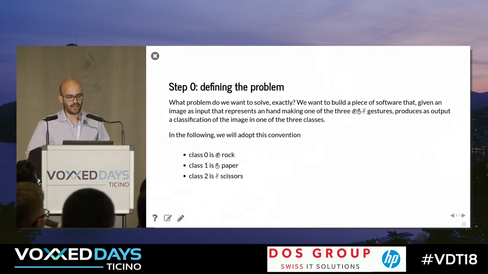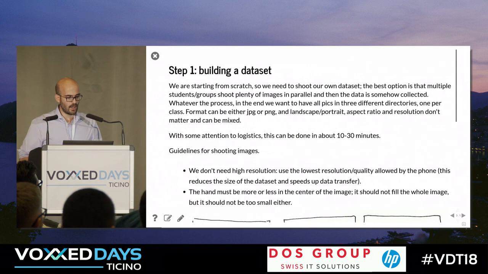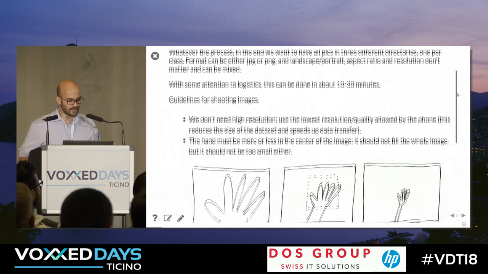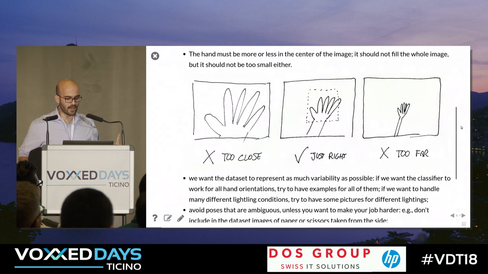The idea is that we define three classes. Class 0 will be rock, class 1 will be paper, class 2 will be scissors. The first step is that we have to build a dataset. We don't do it now. We do it a bit like in the cooking shows, where everything is already in the oven. However, we built these ourselves. It's not a benchmark that you just download from the internet.